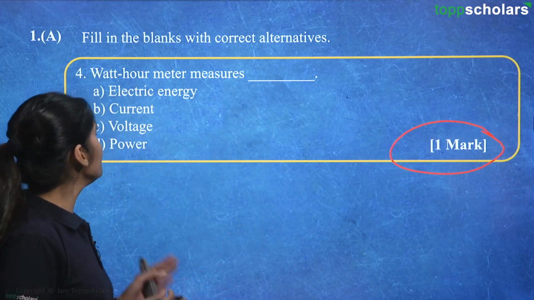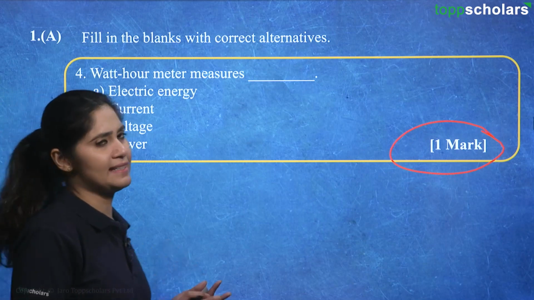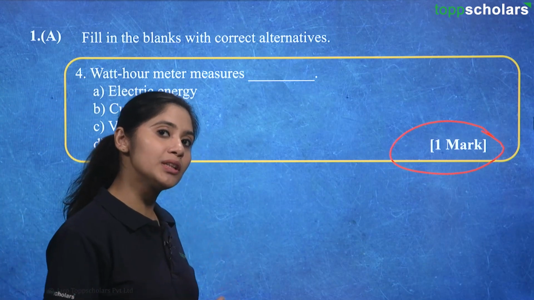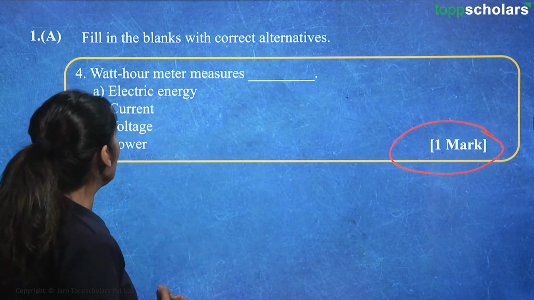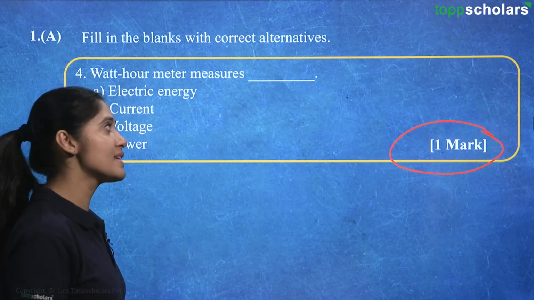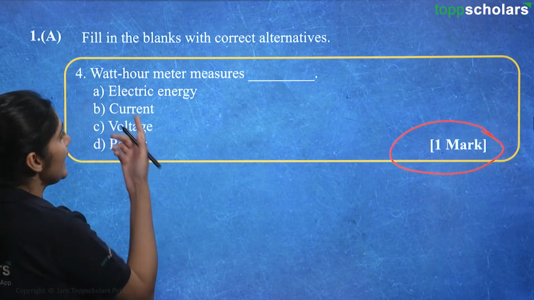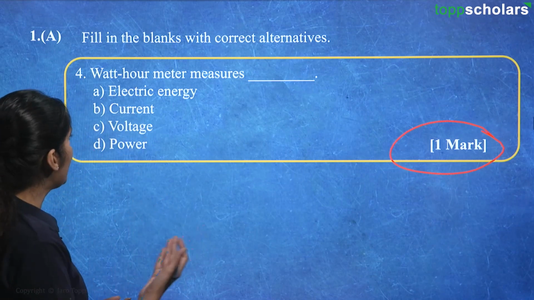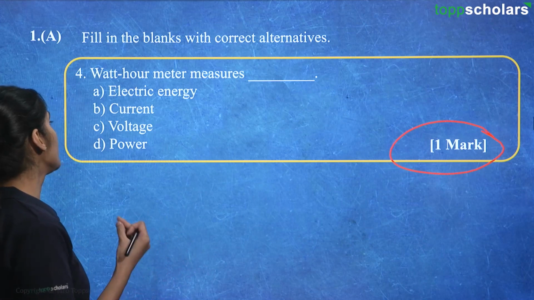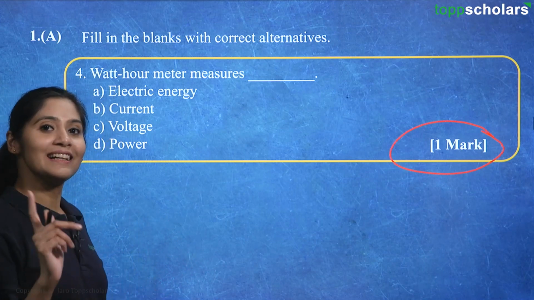Let's see the question. What does a watt-hour meter measure? It's a very simple question. You need to remember the unit of measurement. So, what does the watt-hour meter, WHM, represent? What is it a unit for? Is it A, electric energy; B, current; C, voltage; or D, power? What did you guess? Let's see the correct answer.